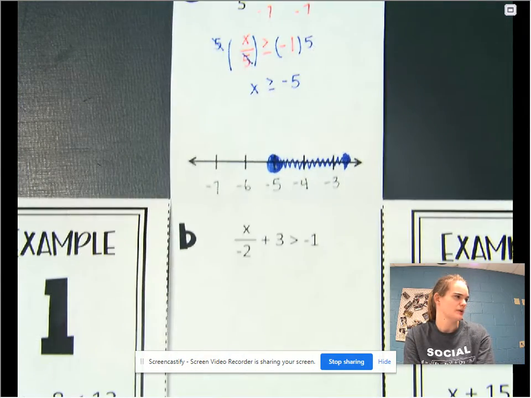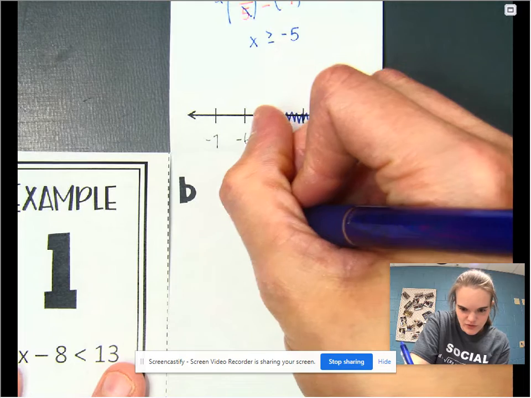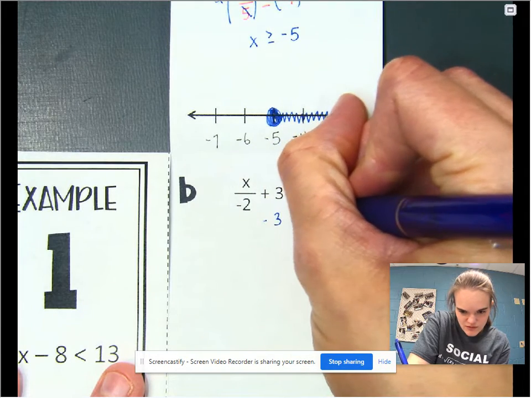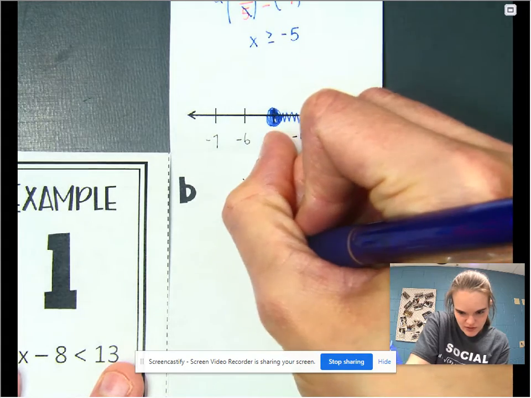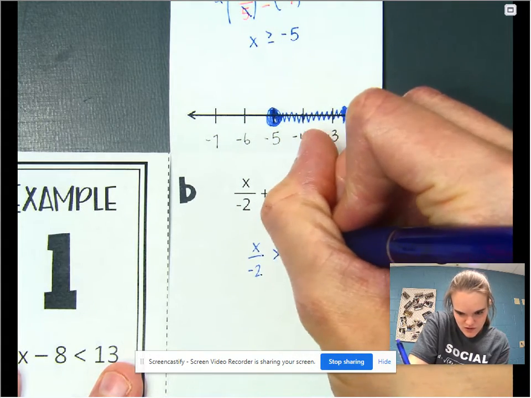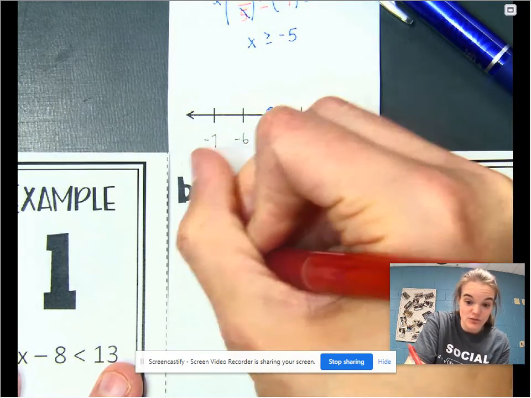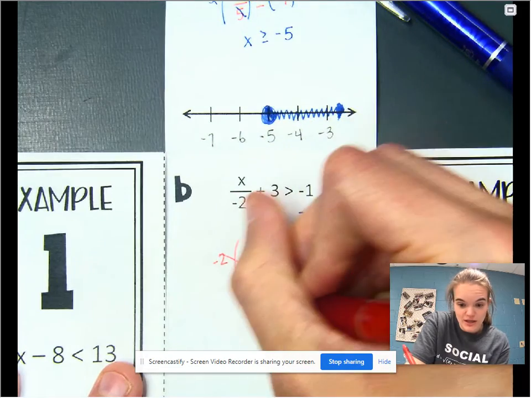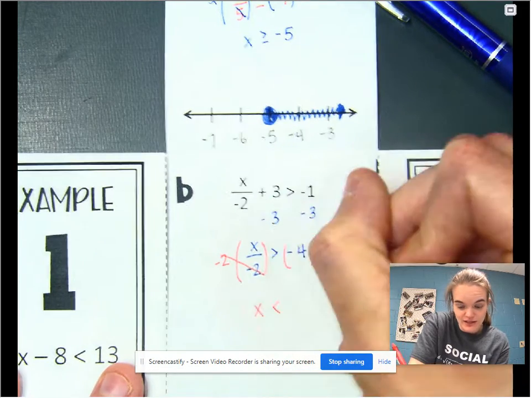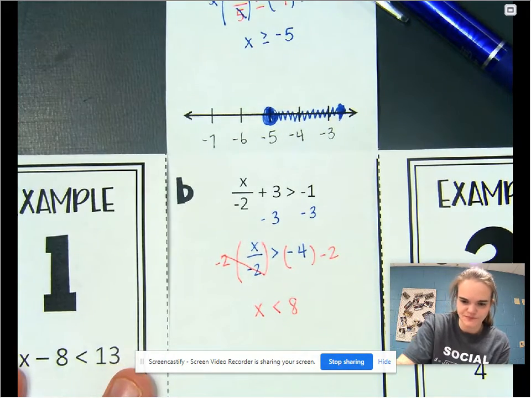Pause the video and try letter B on your own to make sure you understand if you get it. Okay, subtract 3 first. X divided by negative 2 is greater than negative 4. Multiply by negative 2. Notice I said negative 2. We're multiplying by a negative, which means we're going to have to flip the symbol. X is less than positive 8. Negative 4 times negative 2 is positive 8.